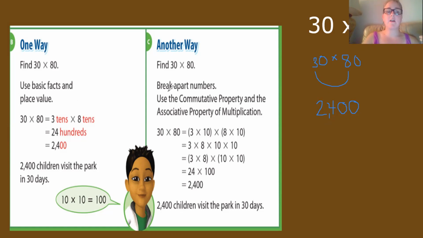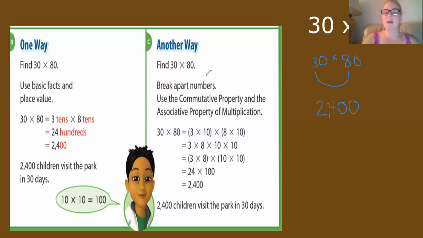So 30 is 3 tens, and 80 is 8 tens. So then when I multiply 3 tens by 8 tens, that would give me 24 hundreds. So 24 hundreds is the same as 2,400. So it works when you just multiply that first number and you add the number of zeros that you have.